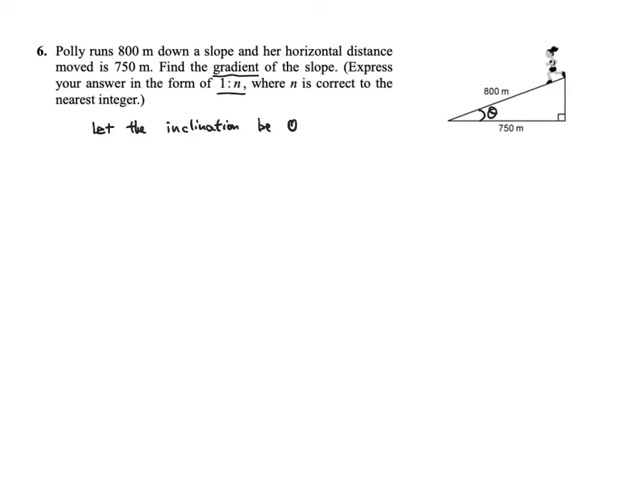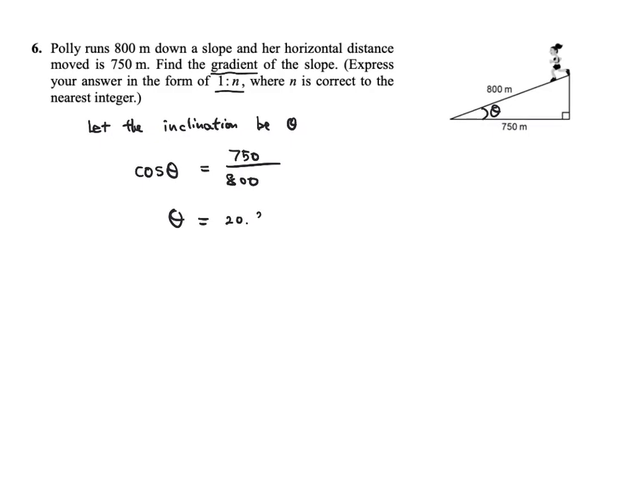So what is the purpose? So you know that cosine theta equals 750 over 800. That is why you can find out theta will be equal to 20.364 degrees. Okay, here I take 5 significant figures because this is the intermediate. It is not our answer yet.